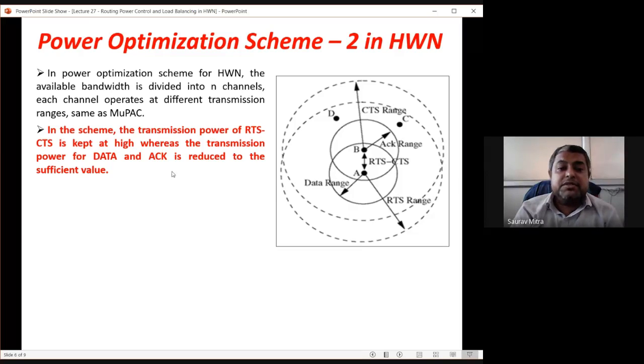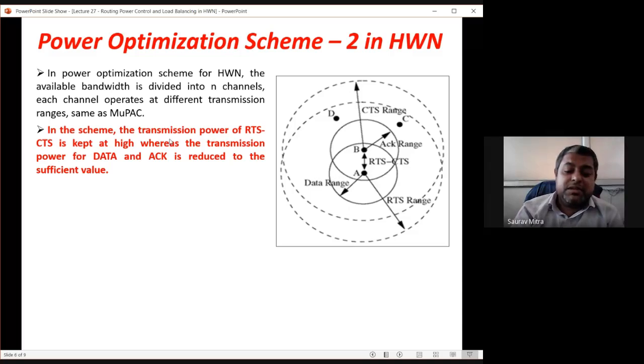In this new scheme, the transmission power of RTS or CTS is kept high, whereas the transmission power for data and acknowledgement is reduced to the sufficient value. So A and B are transmitting RTS and CTS just to inform others that we are forming a couple. But once that couple is formed, the actual data transmission is not for everybody. Hence, the actual data transmission radius is equal to the distance between A and B. So data and acknowledgement transmission is for smaller power. RTS and CTS transmission is for bigger power. So this solves all kinds of hidden terminal and exposed terminal problems.